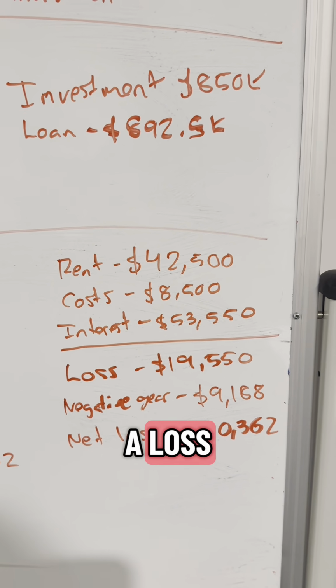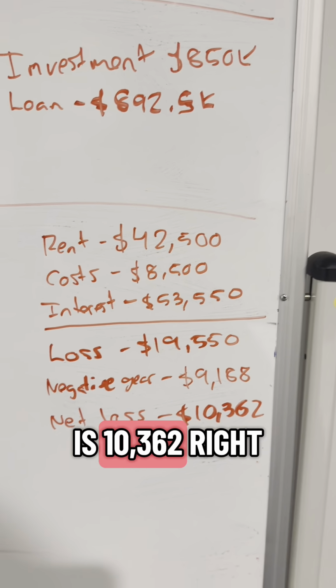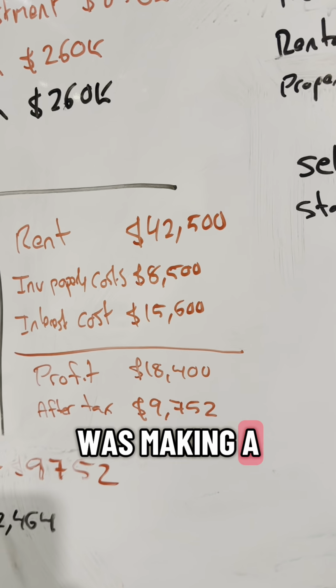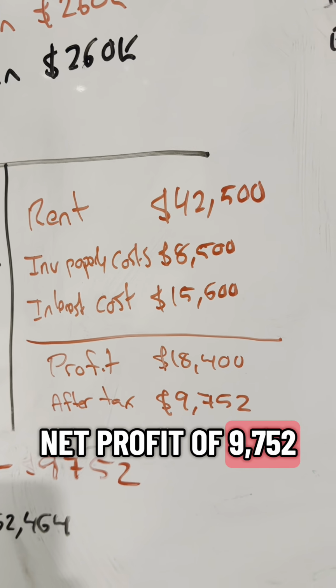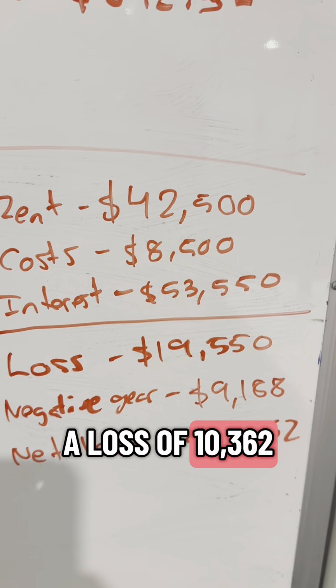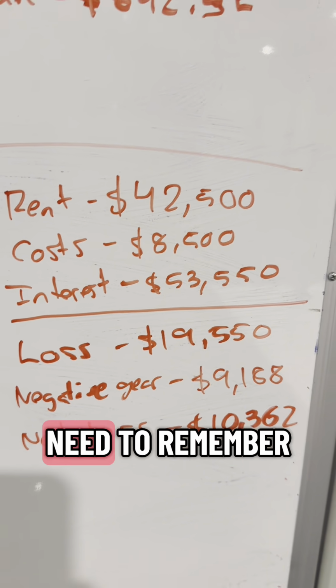However, when it's a loss, you can claim that against your taxable income. Because he's on the highest tax bracket, he actually gets to negative gear that and claim some of that tax back. So he gets a $9,188 deduction in his tax bill, which means the net loss on that investment property is $10,362. Now, you might be thinking, this is terrible. You've taken this guy who was making a net profit of $9,752, made him pay 3% of selling costs and 5% of purchasing price, and put him in a loss of $10,362.